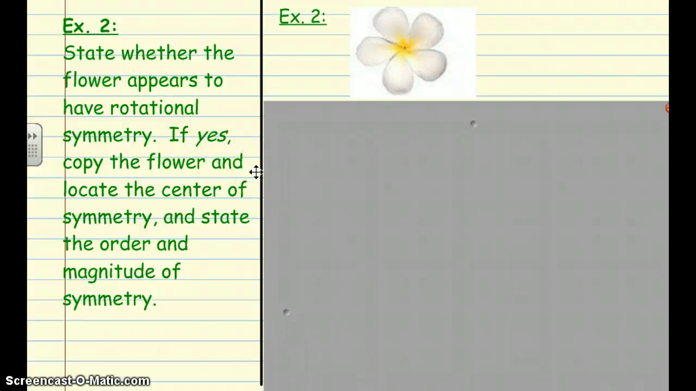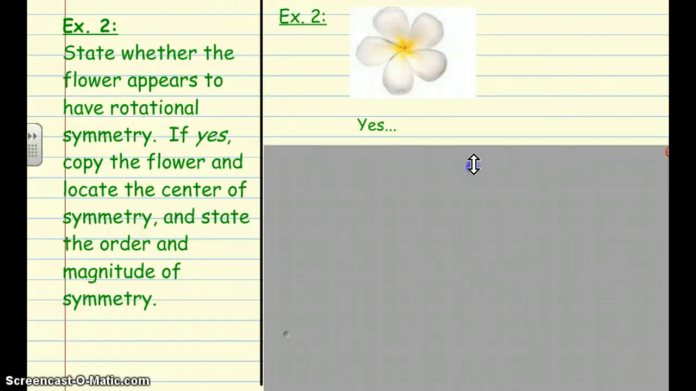Similarly to the one before, but we're going to talk about rotational symmetry. So we're going to look at this flower. If we say yes, that this has rotational symmetry, there's 2 things that we need to do. Well, we're going to copy the flower, we're going to locate the center, and we're going to state the order and magnitude of symmetry. So what do you think as you look at this flower? Do you think this has rotational symmetry? Yes, it does. It does have rotational symmetry.